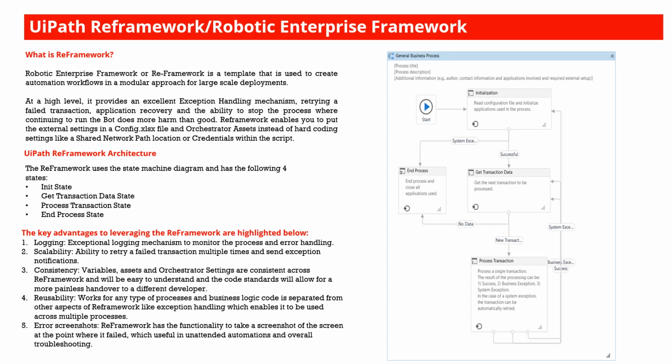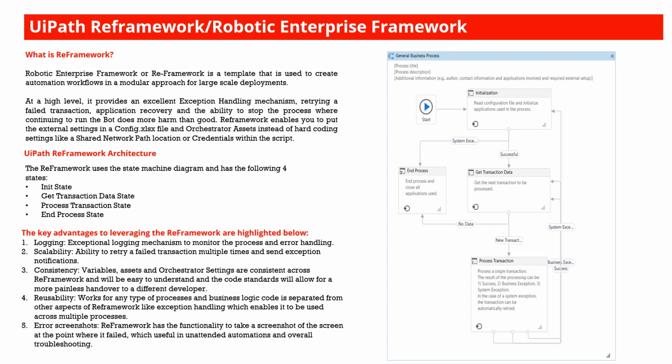RE framework has functionality to take a screenshot whenever it fails, which is useful in unattended automation and overall troubleshooting. The reason being, you are not looking at the screen in unattended mode. It's running on some VM or virtual machine in an orchestrator, and you can't understand, looking at the log, what exactly went wrong on that screen, why it is not able to click on that button. It may be the page has not appeared. It may be the page has appeared, but that button was not there. It may be a network issue or those kinds of things. So in those scenarios, the error screenshot is really, really useful.